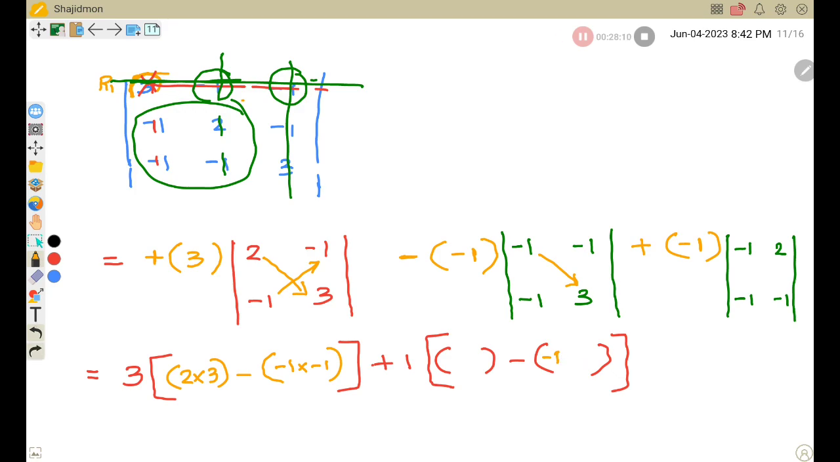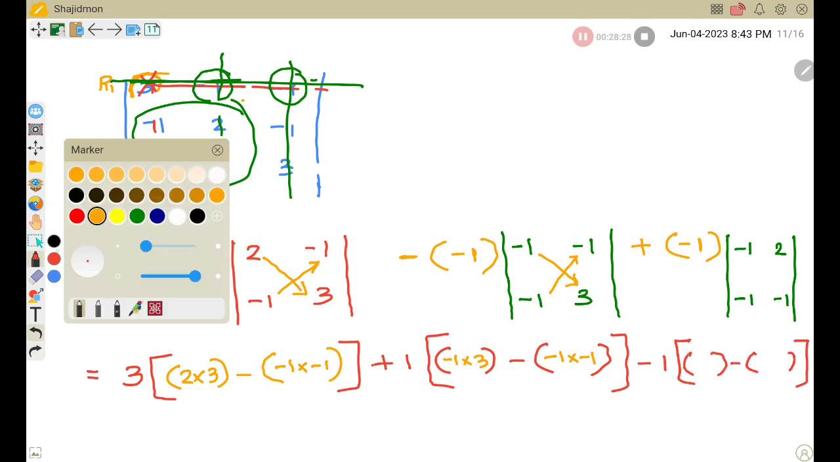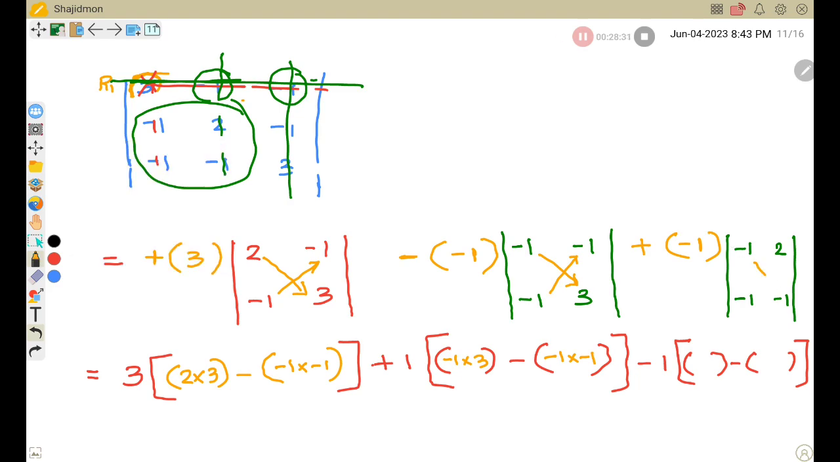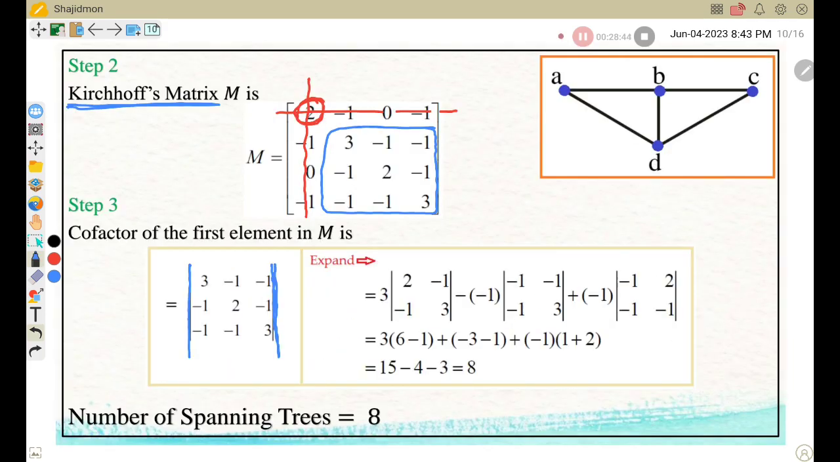Minus 1 multiplied by 3, minus, minus 1 multiplied by minus 1. Okay, main diagonal minus off diagonal. Now the same way, minus 1 plus minus 1 means minus 1, multiplied here also, main diagonal multiplied minus off diagonal multiplied. So we can get minus 1 multiplied by minus 1, minus, minus 1 multiplied by 2. You can use the calculator to check what answer you are getting. You will get the number equal to 8.